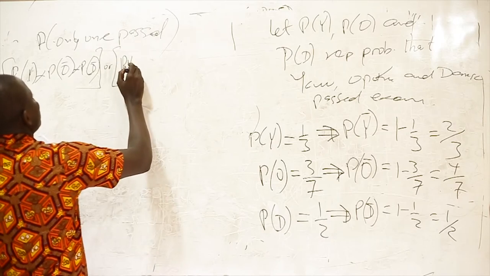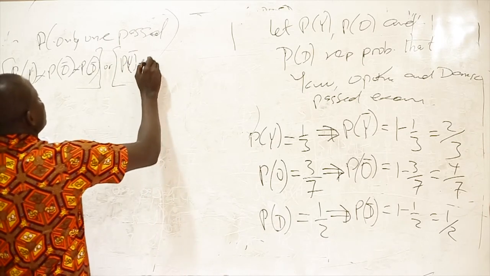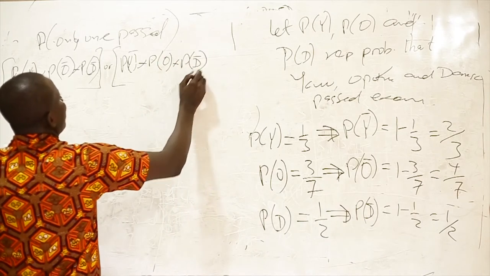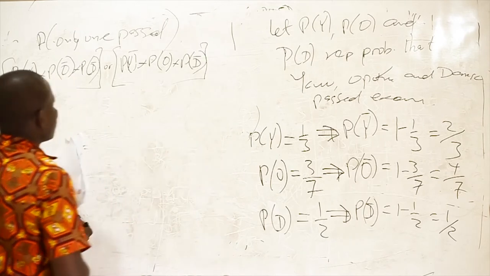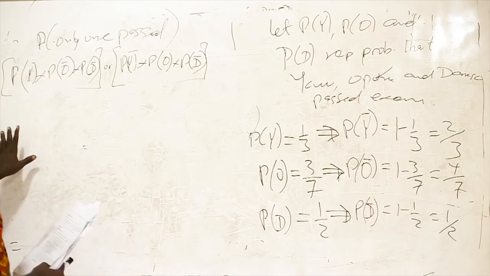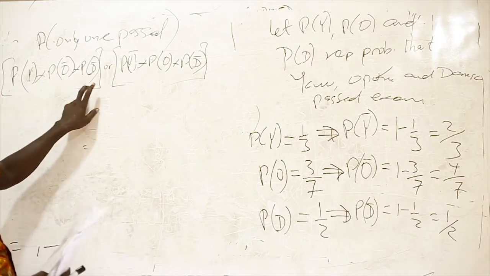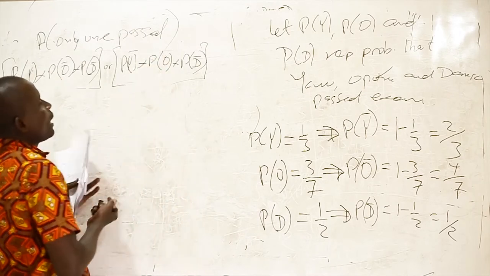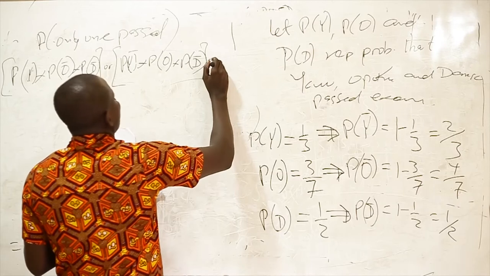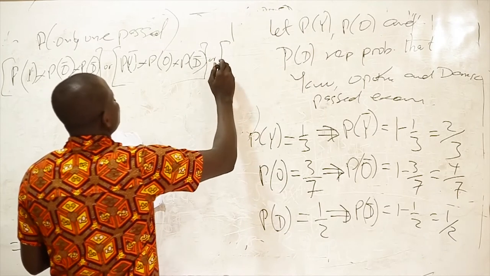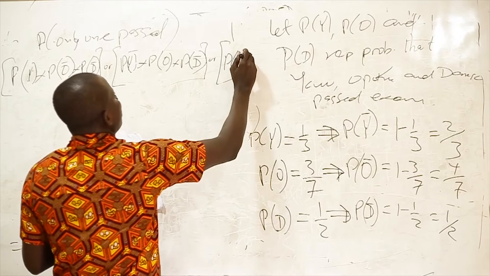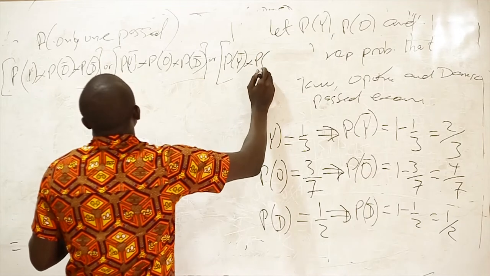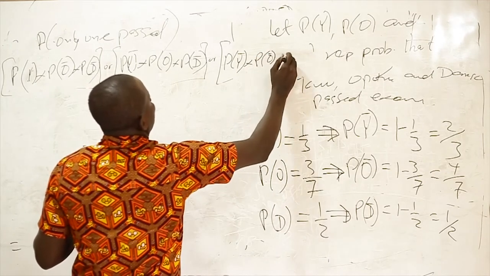So P(Y bar), this man fails, times P(O), O no bar, times P(D bar). Carefully follow what I'm saying. Probability that only one passes: either in the first bracket, let the first person pass, the rest fail. In the second bracket, let the second person pass. The person who passed is not having a bar on his head. Or in the third bracket, let the third person pass. So it will be P(Y bar) times P(O bar) times P(D).